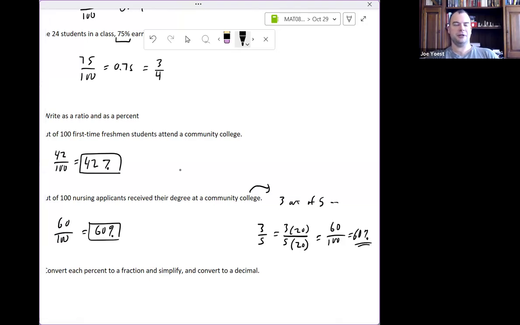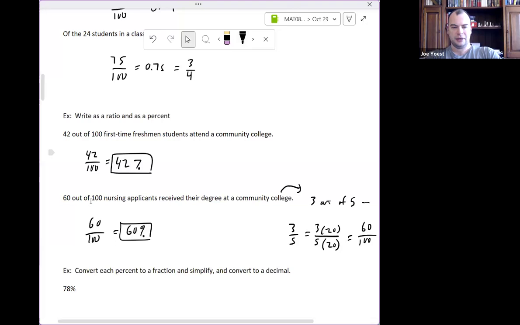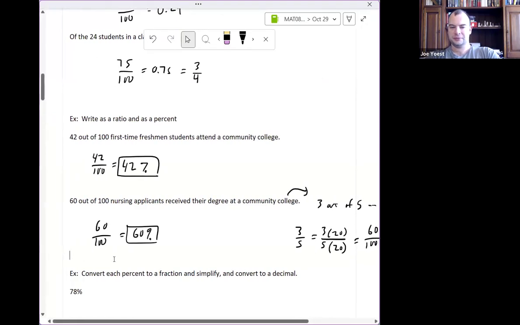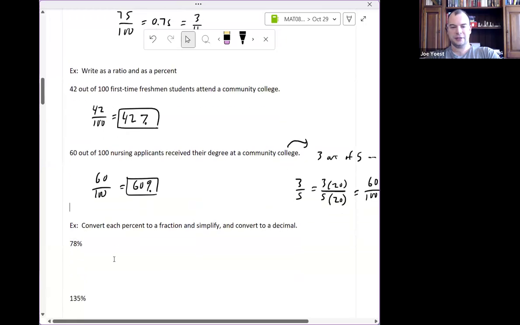So I could be given a ratio that is not naturally in terms of 100s, not necessarily 60 out of 100, but 3 out of 5 maybe. And I could convert that to a fraction with a denominator of 100 using the equivalent fractions property. And then I could write that as a percent. Okay.